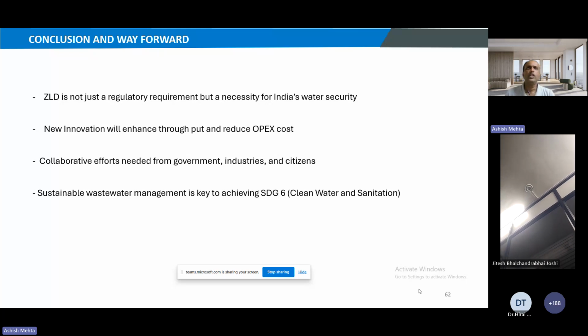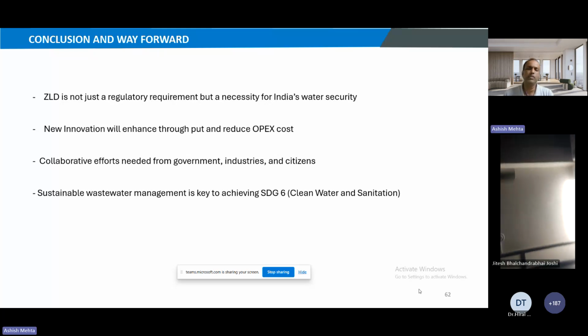So, the CETP and ZLD system and that approach is very essential, very important for a country like us, developing countries. And when we are in the process of development, to have sustainable development, we must follow and adopt the community-based project of CETP and ZLD.